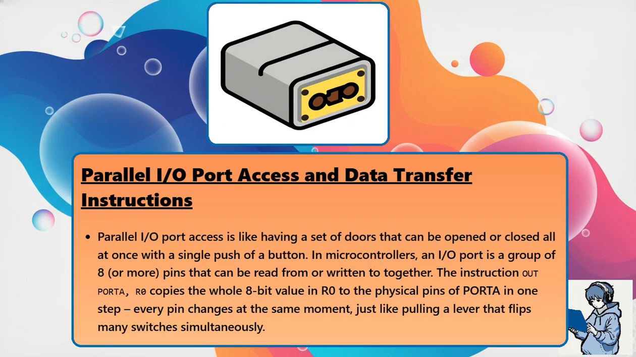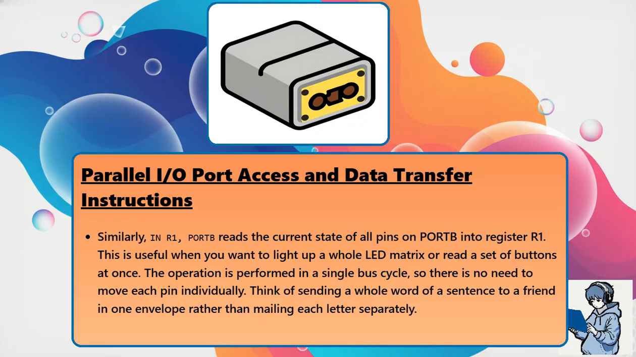Parallel I/O port access is like having a set of doors that can be opened or closed all at once with a single push of a button. In microcontrollers, an I/O port is a group of 8 or more pins that can be read from or written to together. The instruction OUT PORTA, R0 copies the whole 8-bit value in R0 to the physical pins of port A in one step. Every pin changes at the same moment, just like pulling a lever that flips many switches simultaneously. Similarly, IN R1, PORTB reads the current state of all pins on port B into register R1.